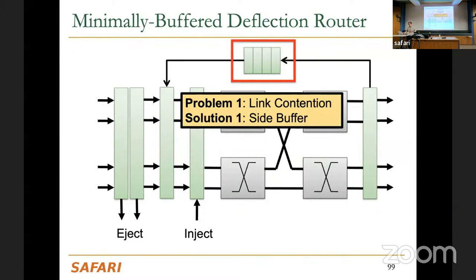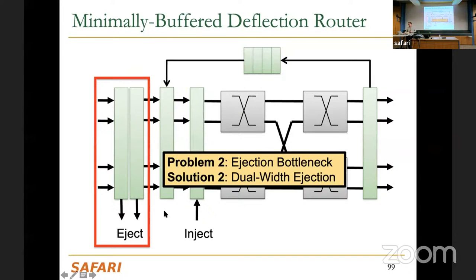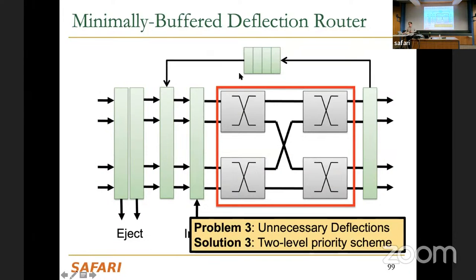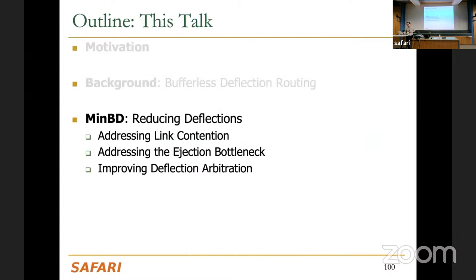So basically, that's the final design. We have a side buffer to solve the link contention problem. We have a dual ejection mechanism to solve the ejection bottleneck. And to reduce the unnecessary deflections, there's a two-level priority scheme that chooses a silver flit local to each router so that at least one flit does not get deflected if there is no golden flit, which is the common case. Okay, that's the idea.